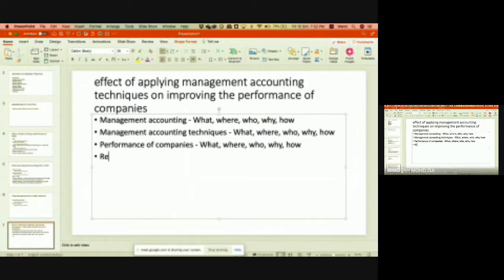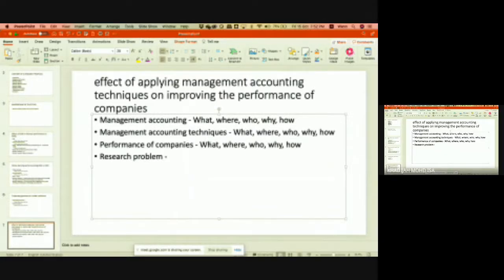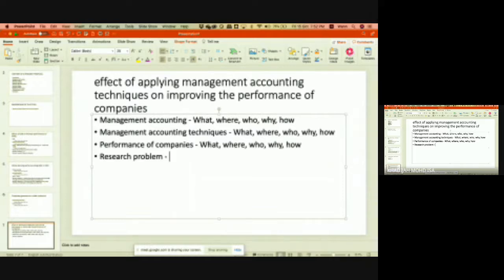It's reverse, right? Yes, research problem. So you have identified these three: management accounting techniques and performance of companies. And why is that a problem with management accounting techniques? If they're using management accounting techniques, then what happened to the performance of the company? Is there a problem with that? Why do you have to choose this topic? What is the problem with these management accounting techniques and performance of companies?